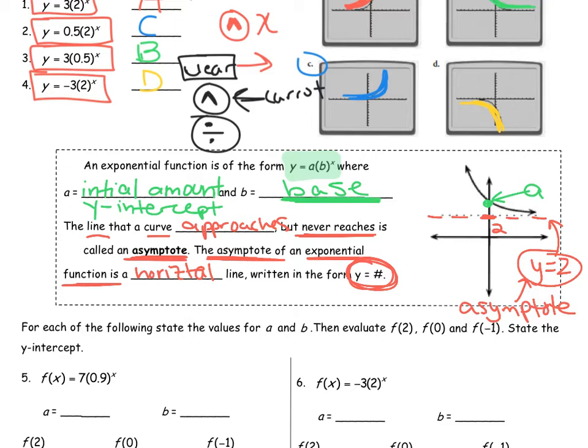Okay, so if we had, again, the line y equals 2, I'm just making up a number, that would be where our horizontal asymptote is. The graph is never going to cross. It's never going to go like this.